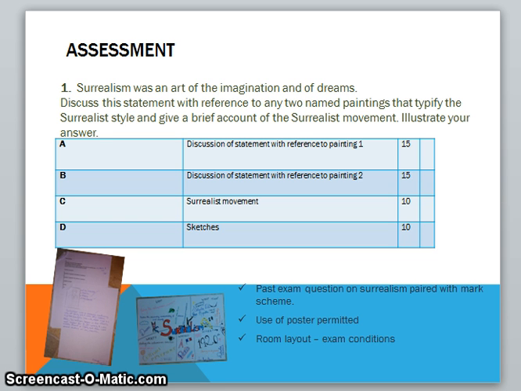Students restated what they thought the question was asking and highlighted key words. The marking scheme was displayed and discussed briefly. This method adheres to the learning outcomes as the rationale behind the scheme was to be able to successfully respond to an exam question on surrealism.